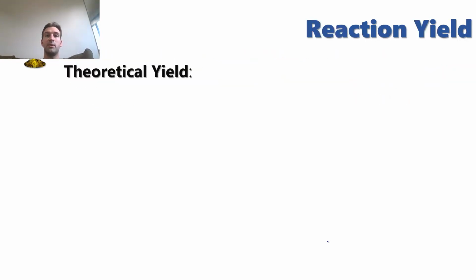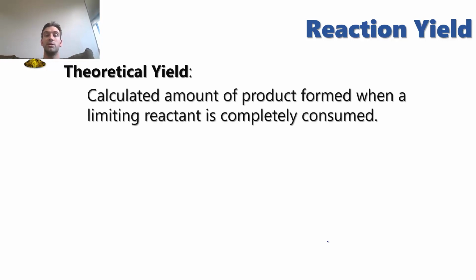But let's wrap this up by talking about reaction yields. The theoretical yield is the amount of product that would be formed if the limiting reactant is completely consumed, if the entire thing reacts away. And there are a couple things to point out here. This is a calculated amount because reality never ever gets us 100% of this thing reacting. The theoretical yield is if all of it reacted, and it's assuming that we have perfect conditions, everything is exactly right, and reality doesn't work that way. It's not going to be perfectly right.